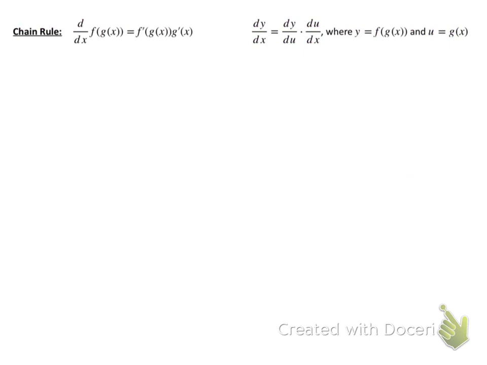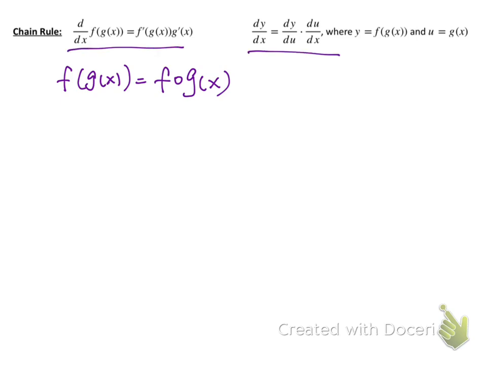Keep going. The next thing we're going to do is the chain rule. The chain rule helps us to find the derivative of a composition of functions. So f of g of x is sometimes written as f composed with g of x. Okay. And similarly here we have the prime notation and we have the d/dx notation.